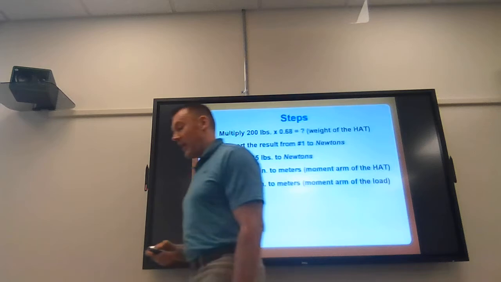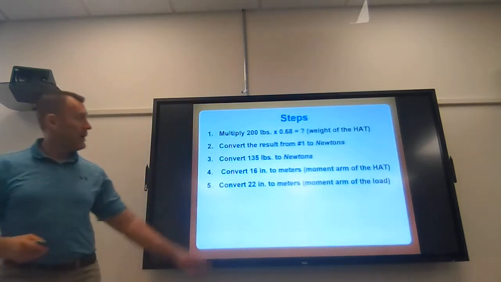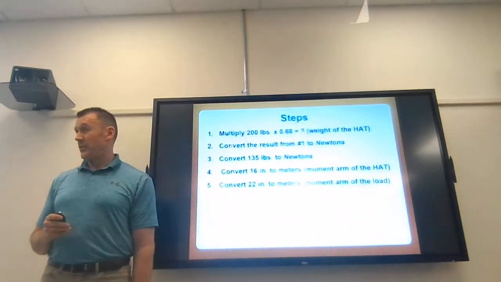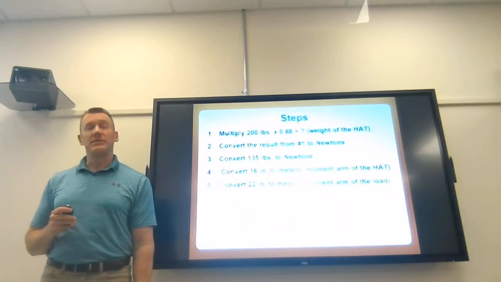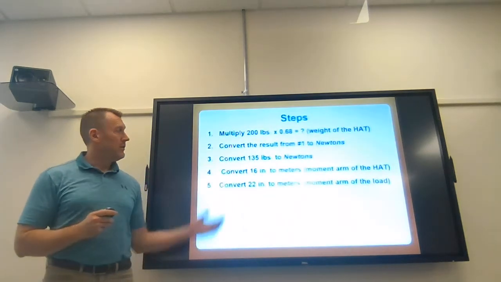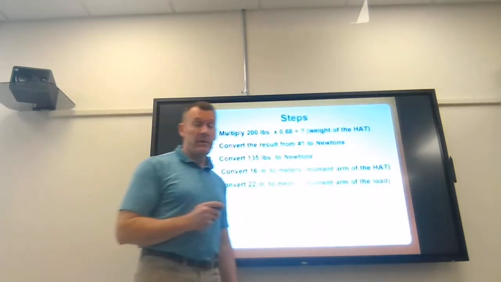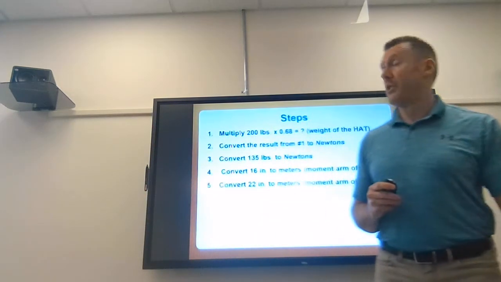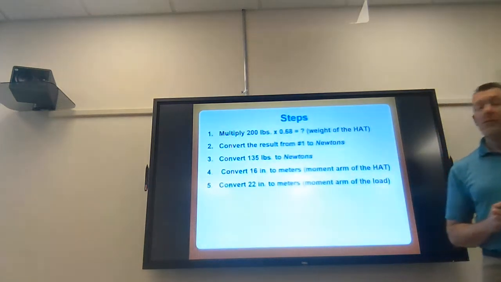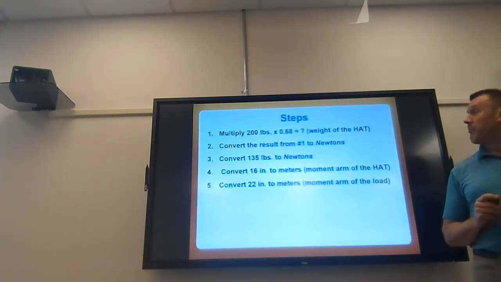So then step number 5 is the 22 inches. That's where the barbell is located from the hip. So 22 inches multiplied by 0.0254 gives you the moment arm for the barbell in meters.